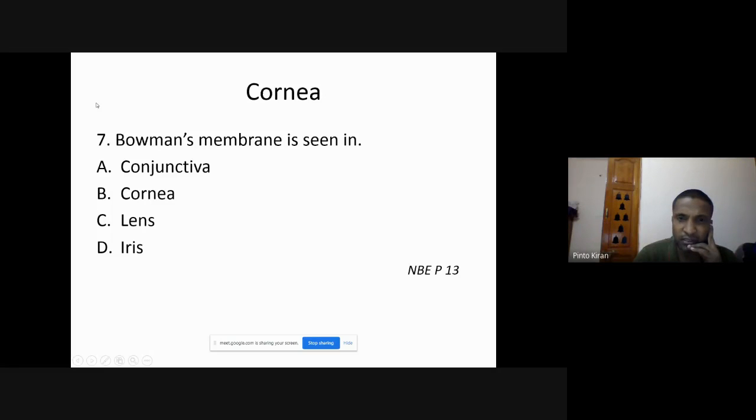Coming to some questions regarding the cornea. This question was asked in 2013. Bowman's membrane is seen in the cornea. Easy question.